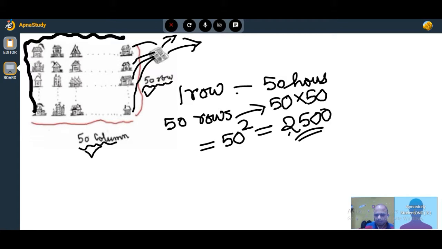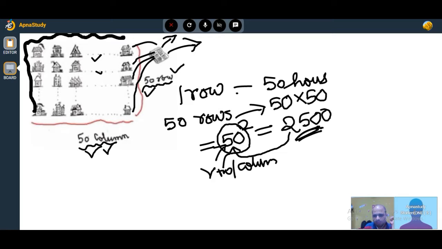Let's go back to 2500 and see what 50 square is. What is 50? If you see, 50 is actually the total number of rows as well as the total number of columns. It means if I have an arrangement of objects in such a way that the total number of rows and the total number of columns are equal, then squaring either the row or the column will give me the total number of objects.